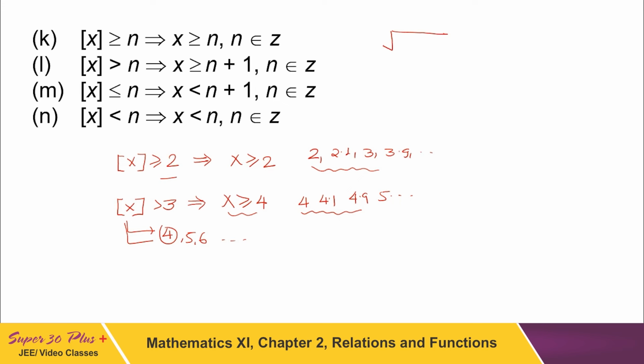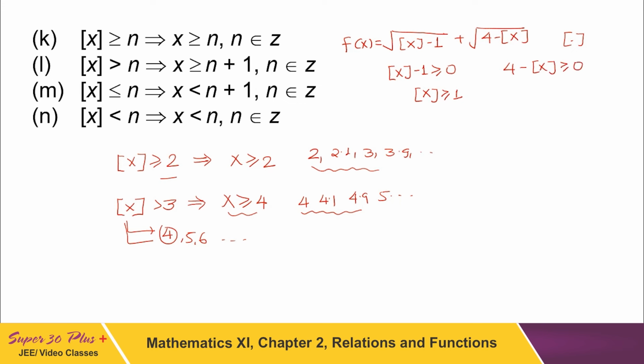Let you have to find the domain of under root greatest integer x minus 1 plus under root of 4 minus greatest integer x. This is the fx and you have to find the domain of this system where it is given that this is the GIF. Now as we know, within a root, function is defined only when the expression is greater than or equal to 0. That's why you can say greatest integer x greater than or equal to 1. And for this, 4 minus greatest integer x should be greater than or equal to 0. Implies greatest integer x should be less than or equal to 4.